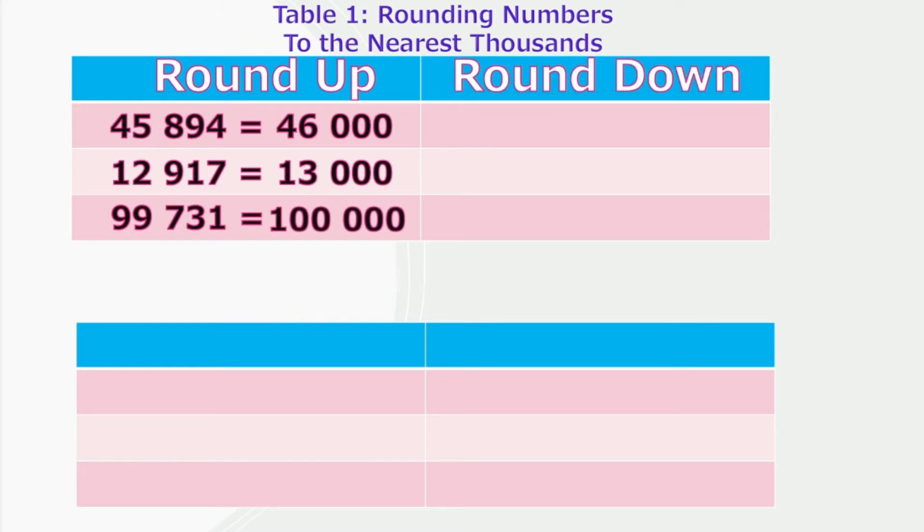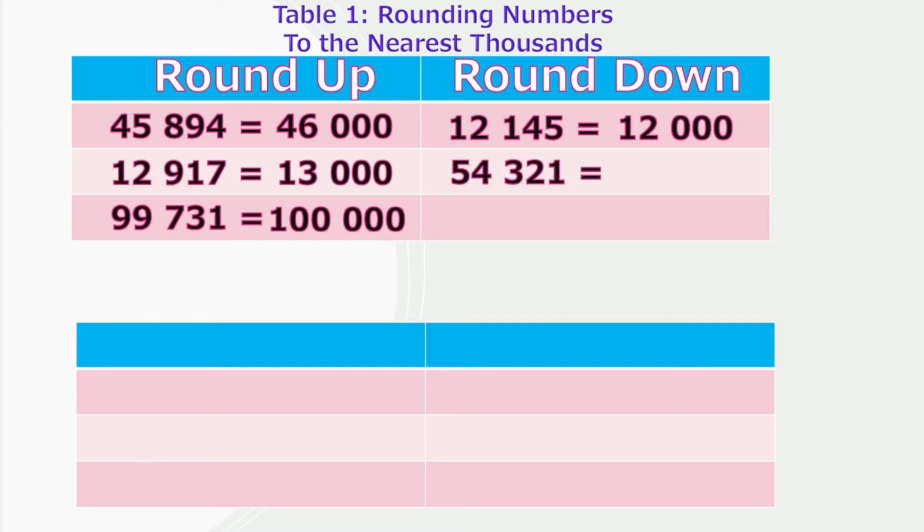Round down. Round 12,145 to the nearest thousands. And your answer is 12,000. Round 54,321 to the nearest thousands. What will be your answer? Your answer should be 54,000.